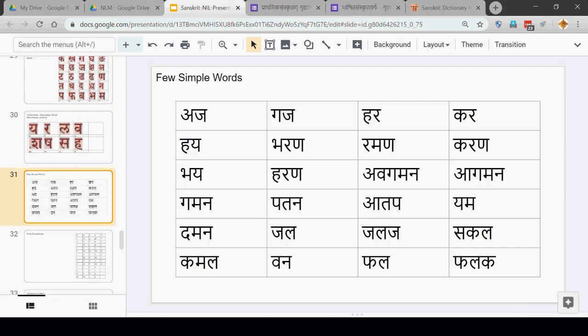So we look at these simple words: aja, gaja, hara, kara, etc.